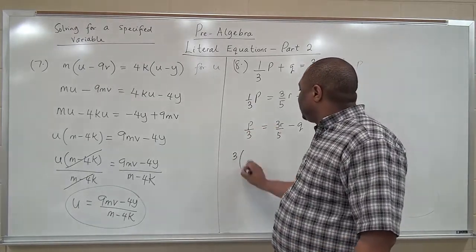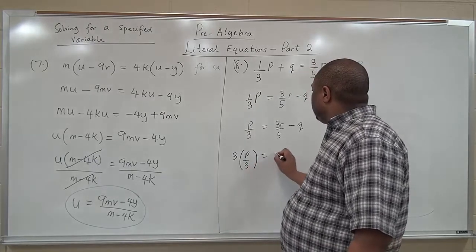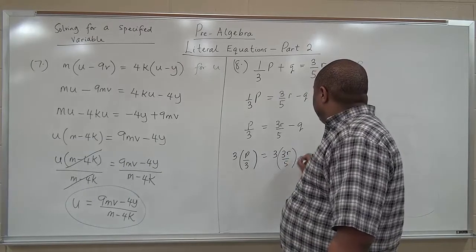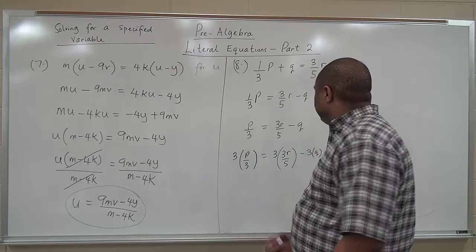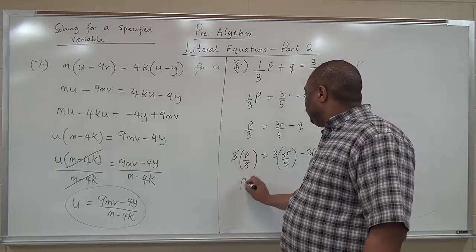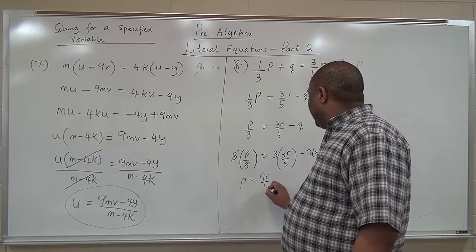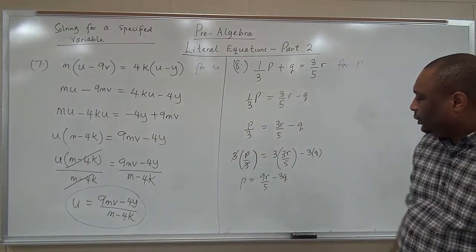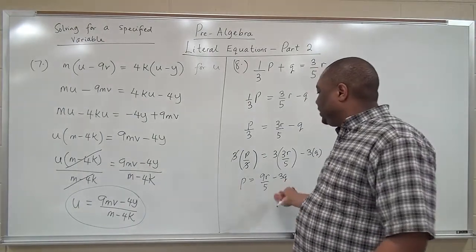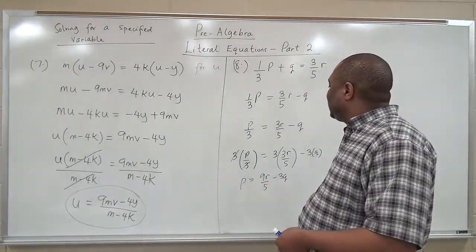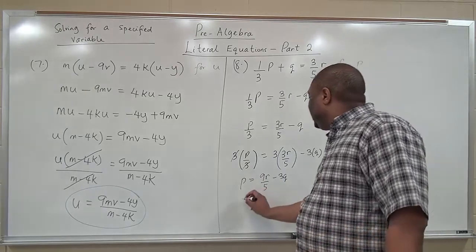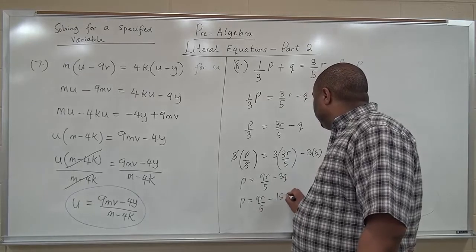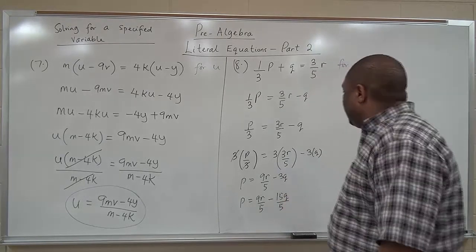So this means 3 times p over 3 equal to 3 times 3r over 5 minus 3 times q. So you can have p equal to 9r over 5 minus 3q. If you want to finish it, some of you might want to leave your answer like this, but you can say p equal to 9r over 5 minus 15q over 5.